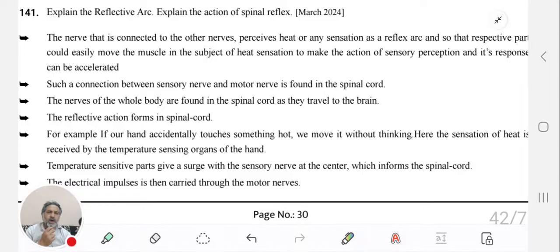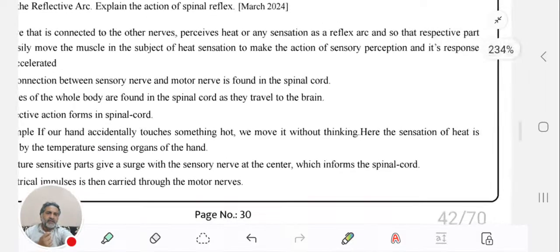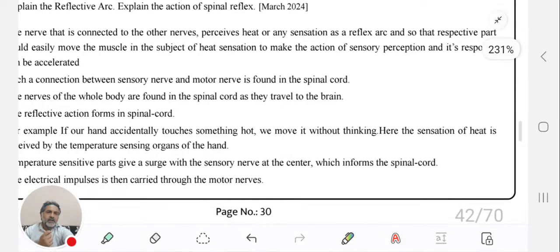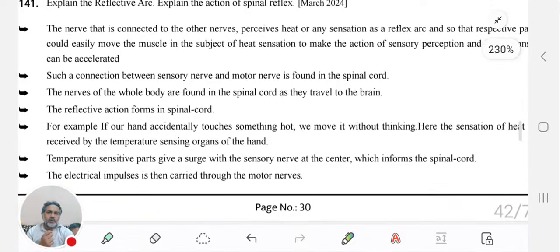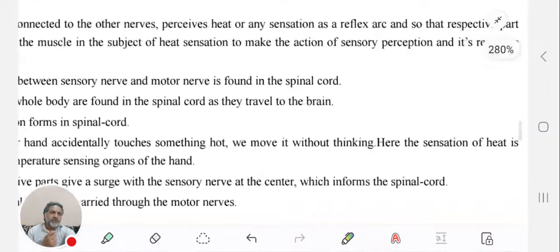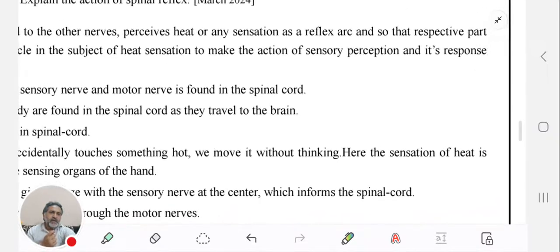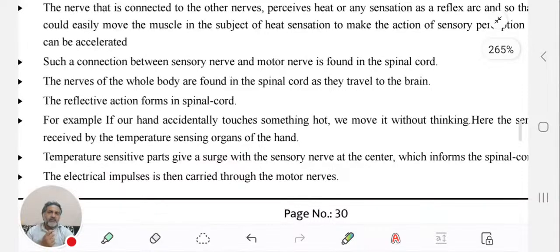Explain the reflex arc. Explain the action of spinal reflex. The nerve that is connected to the other nerve perceives heat or any sensation as a reflex arc, so that the respective part could easily move the muscle in response to the heat sensation. In this way, sensory perception and its response can be accelerated.